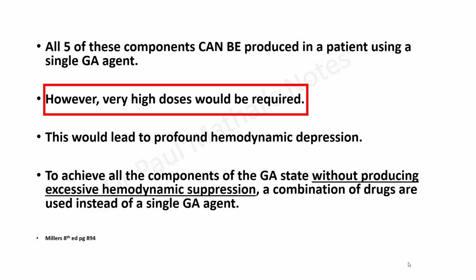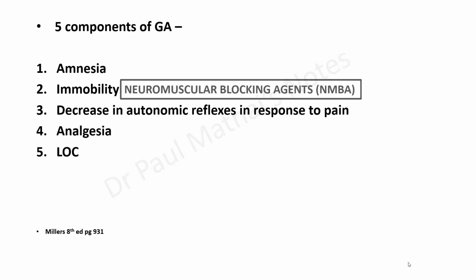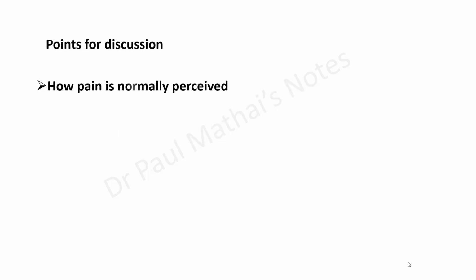To achieve all the components of general anesthesia state without producing excessive hemodynamic suppression, a combination of drugs is used instead of a single general anesthetic agent. So, we would combine the general anesthetic agent with a neuromuscular blocking agent, with opioid analgesics and other drugs, and this would produce the state of general anesthesia that we require.